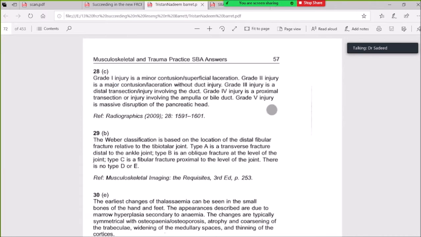Pancreatic grade injuries. Grade 1 is a minor contusion or superficial laceration. Grade 2 injury is a major contusion or laceration without duct injury. Grade 3 is a distal transection involving the duct. So it is pancreatic grade 1 injury because it does not involve the duct.